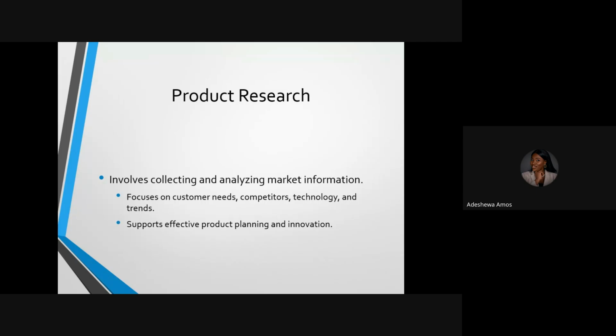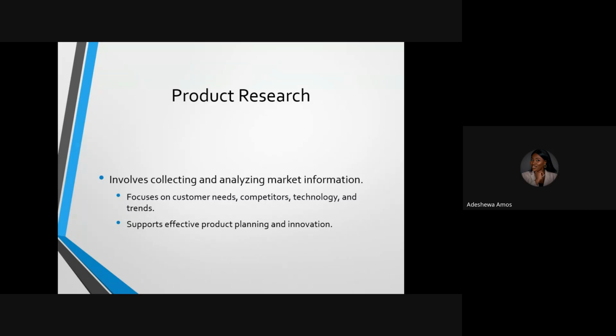Technology and trends. There are so many technologies that keep coming in day in and day out. So organizations have to know how well they are able to adapt and also adopt this new technology, so they can work well with it in the organization. So good product research supports effective product planning and innovation.